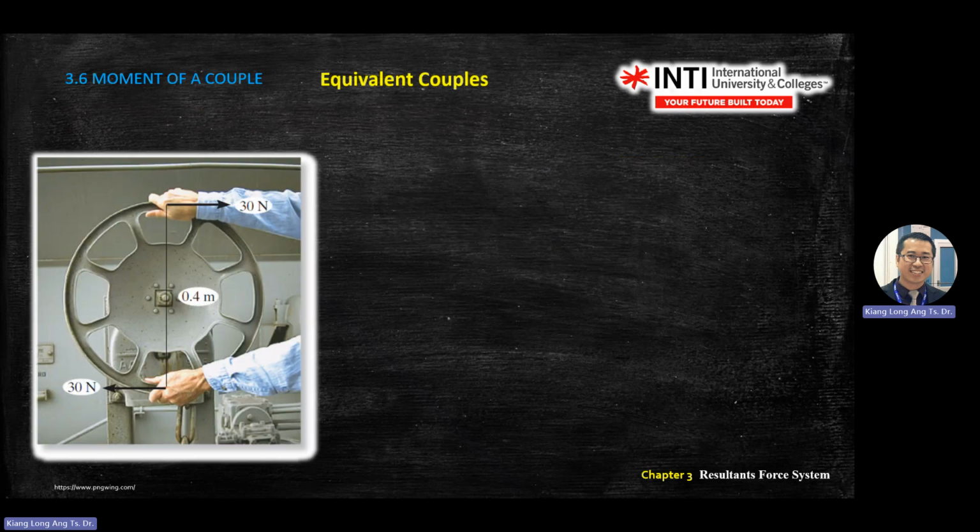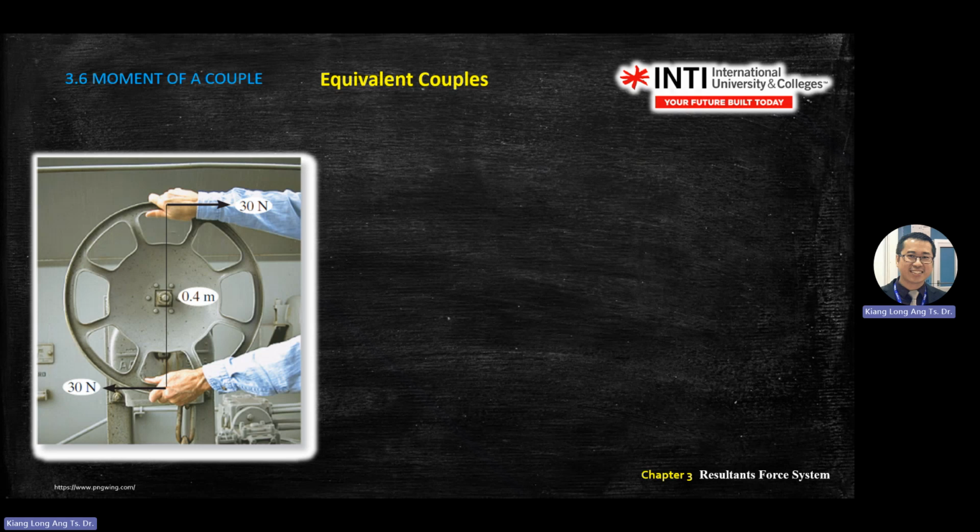So this is the one that I'm saying. If you're turning a steering wheel, or turning anything, between two parallel forces with the same magnitude, the keyword is same magnitude, parallel and opposite direction. It must be the same magnitude, meaning 30 Newton, 30 Newton, in opposite directions, and parallel to each other. Then only can it form a couple.